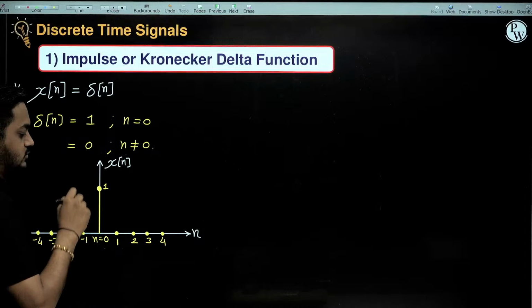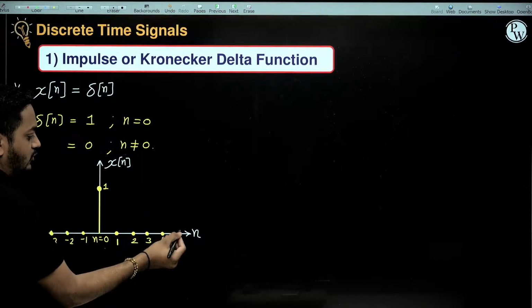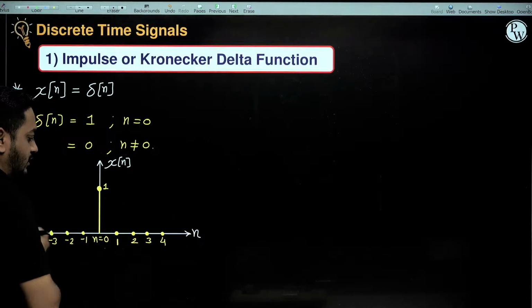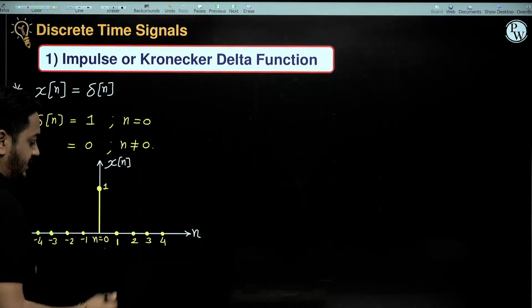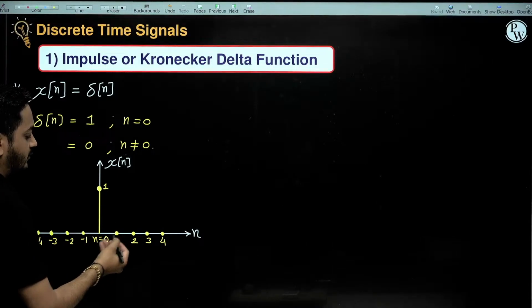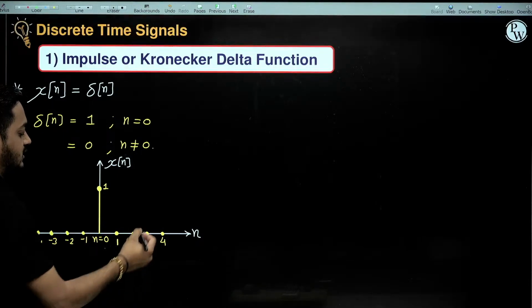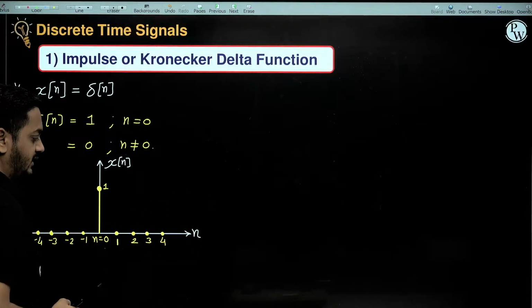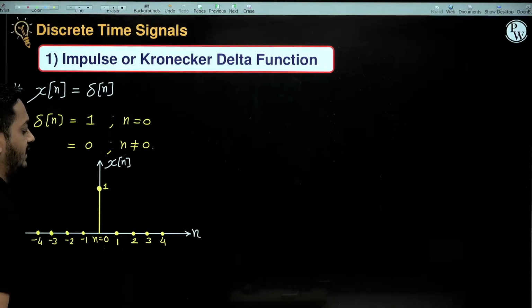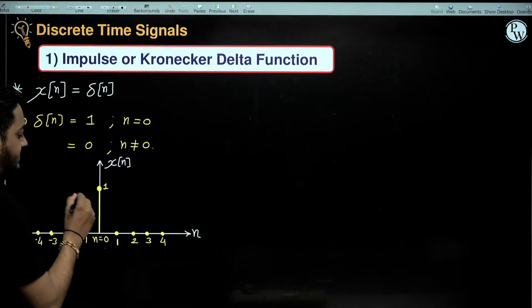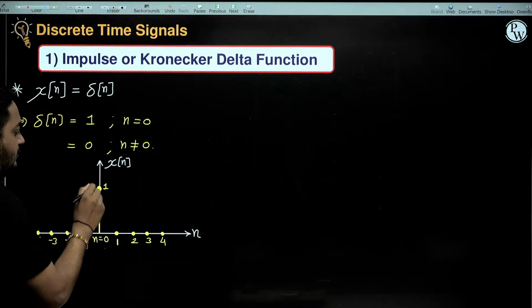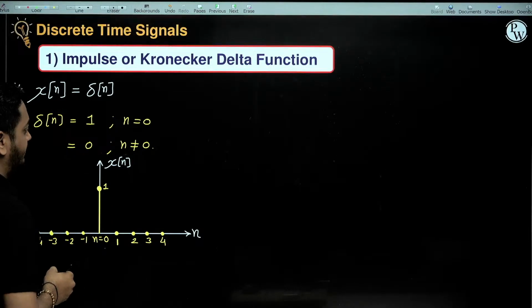A discrete time signal is not defined for non-integer values of n, guys. Remember this thing, only integer values on the x-axis are valid. Here the signal is not defined for 1.5, 2.6, 3.1757, correct? Only integer values of n are valid, guys. This is known as a sample, and here sample amplitude is 1.